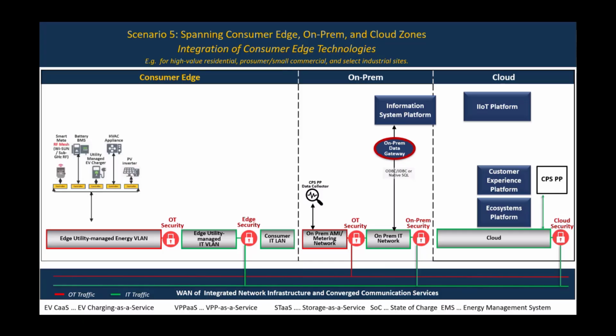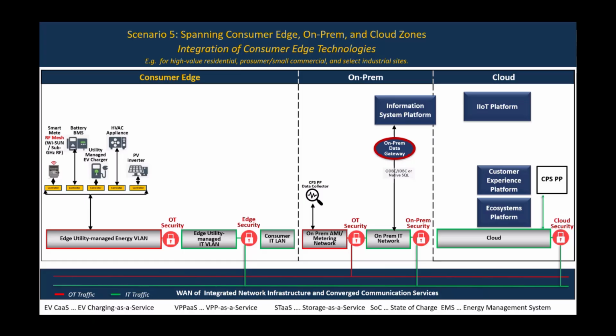So in this OT VLAN, we have things such as smart meters, battery management systems, utility managed electric vehicle chargers, HVAC appliances, as well as photovoltaic inverters. And in this IT VLAN, we have things such as an edge analytics appliance, which can also detect and report anomalies at the consumer edge.